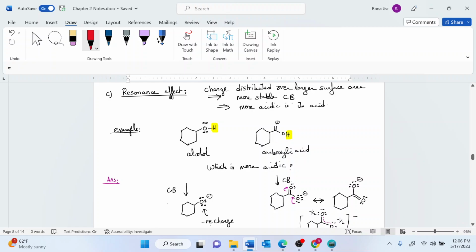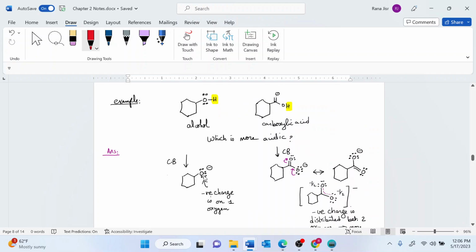So you have to change each one of those into the conjugate base and see how stable the conjugate base is. The stability of the conjugate base is based on the charge distribution. Here, the negative charge is localized on the oxygen. It's not going anywhere. It's not distributed over the carbons, it's just on the oxygen. Here, the negative charge is distributed between the two oxygens, so it's a higher surface area. Take a look at its resonance and the hybrid.